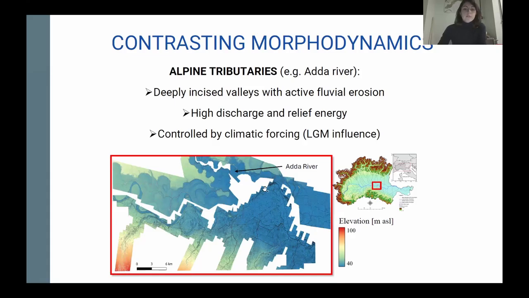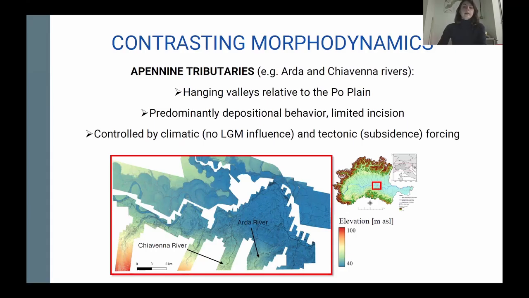In fact, we have a northern part with deeply incised valleys with active fluvial erosion, controlled by climate forcing with a strong influence of the last glacial maximum. On the other hand, we have the southern part, the Apennine tributaries, with hanging valleys relative to the Po plain. In fact, if you look at this DTM model, you can see the Chiavenna and Arda rivers with a hanging behavior. And we have the control of tectonics with subsidence processes and the climate, but without a strong influence of the last glacial maximum.